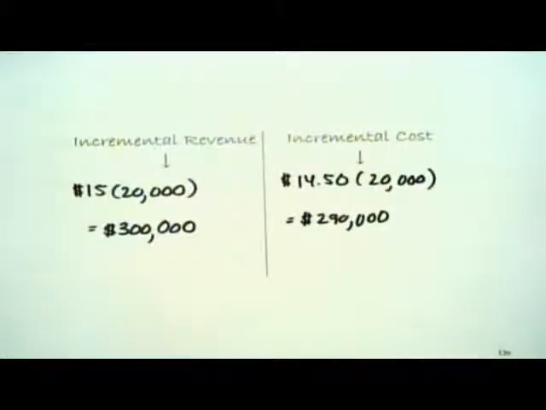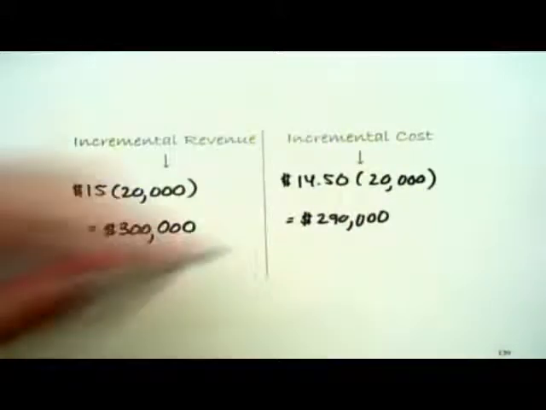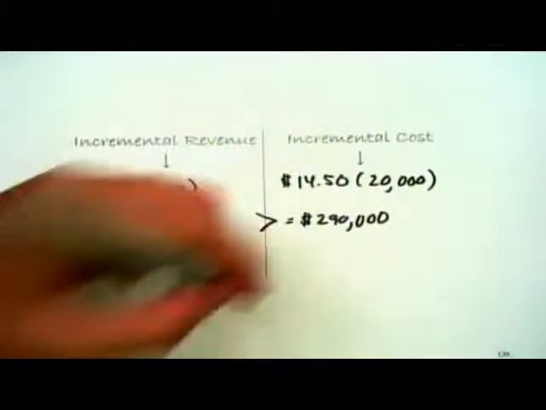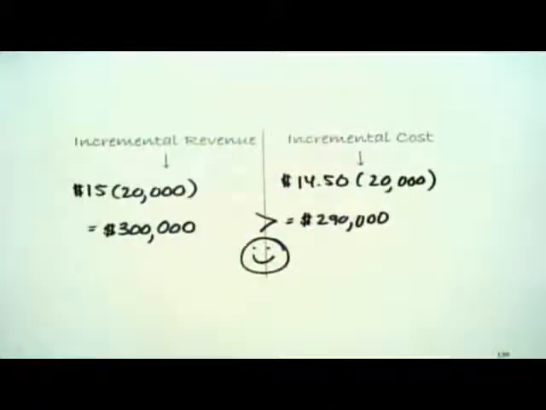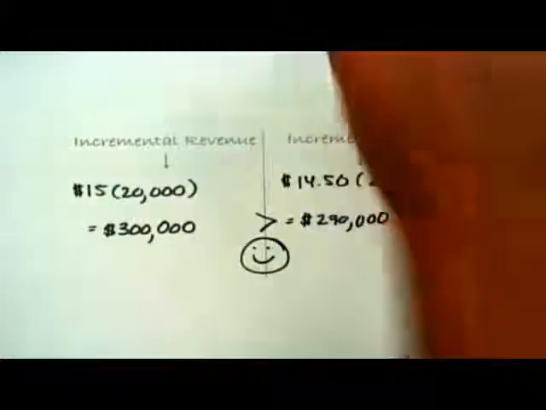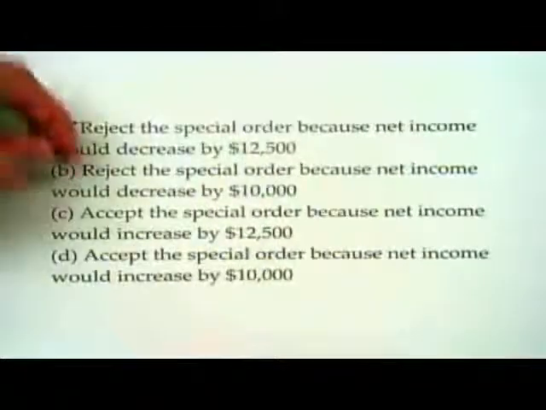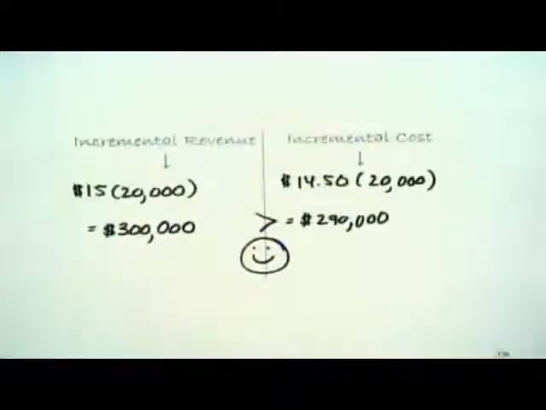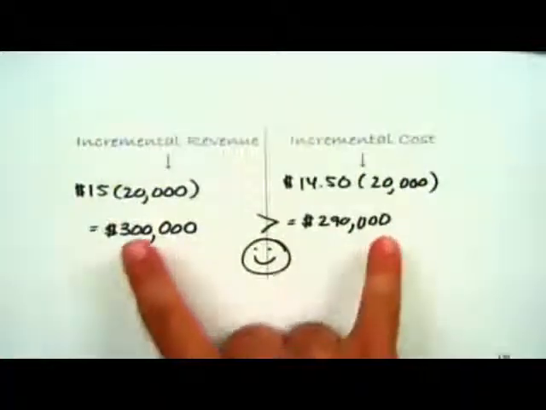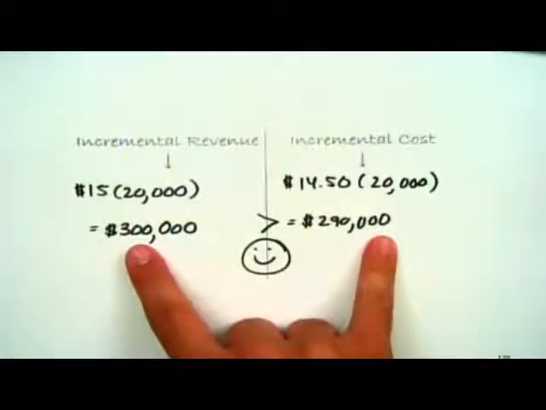Okay, guys, I want to make sure you're good with the method. When you see a special order decision question, you just go right to the bottom of the page, you write incremental revenue, incremental cost, and you compare them. Bam. So incremental revenue is greater than incremental cost. This is a good idea, right? So as far as the answer choices go, I would accept the special order. And don't forget, guys, the answer is always going to be in terms of the what? Good, in terms of the difference.